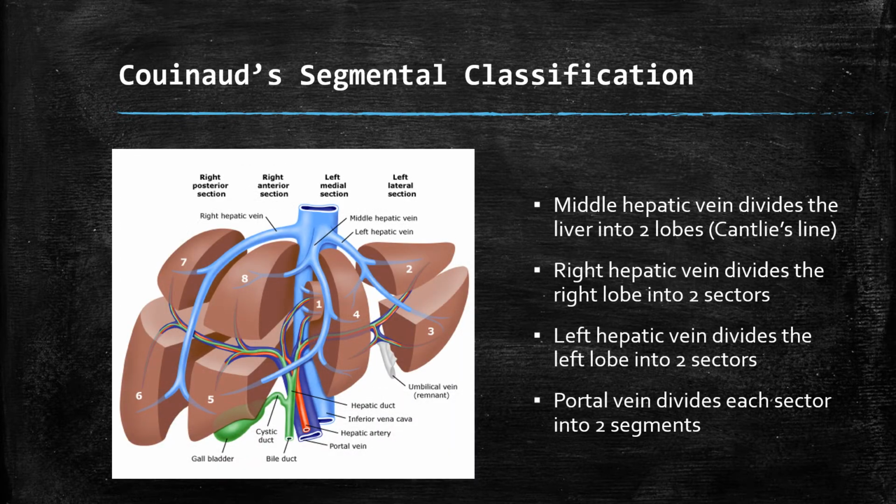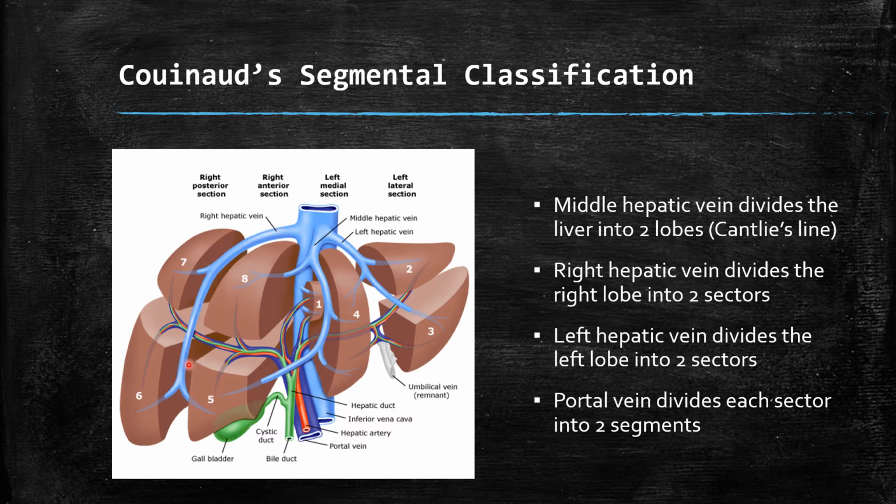Claude Couinaud was a French surgeon and anatomist who spent much of his professional life trying to understand and describe the internal organization of the liver. He first was able to organize the liver into sectors based on the hepatic veins. So if we look at the middle hepatic vein here, it splits the liver into a right side and a left side, or sometimes called a right hemiliver and a left hemiliver.